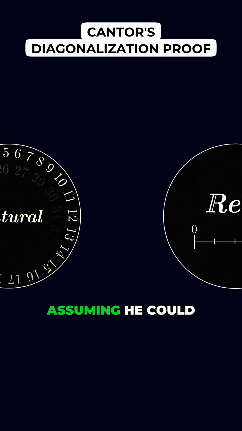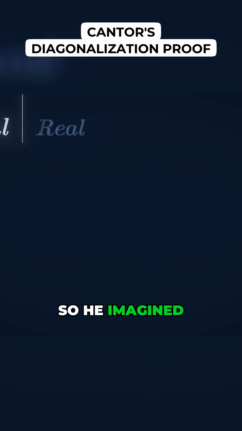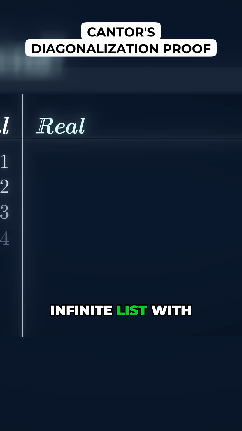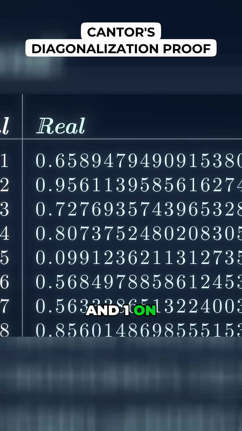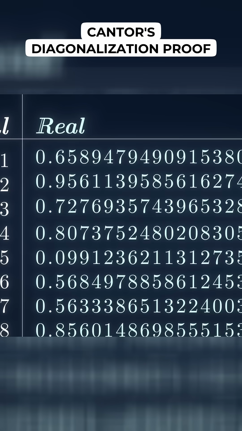Cantor started by assuming he could perfectly map these sets to each other one to one. So he imagined writing down an infinite list, with a natural number on one side and a real number between 0 and 1 on the other. Since there is no smallest real number, he would just write them down in any order.